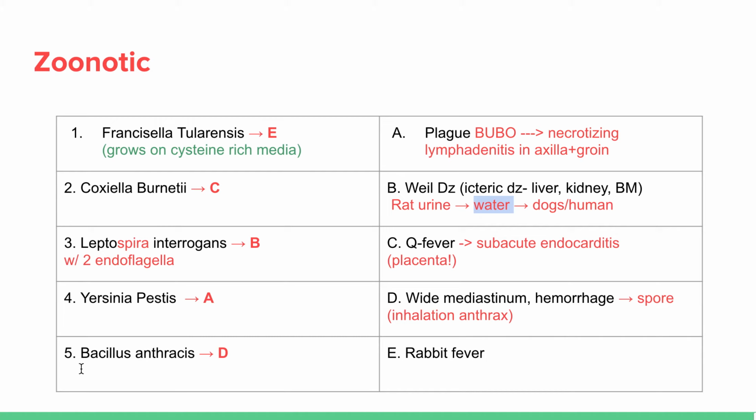And Bacillus anthracis, we can see the wide mediastinum, and hemorrhage in inhalation anthrax, which is spread through spores. Okay. And yeah, Bacillus is also one of the bioterrorists along with Yersinia.